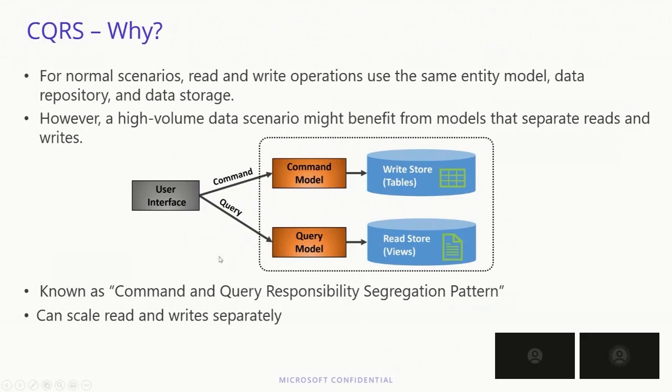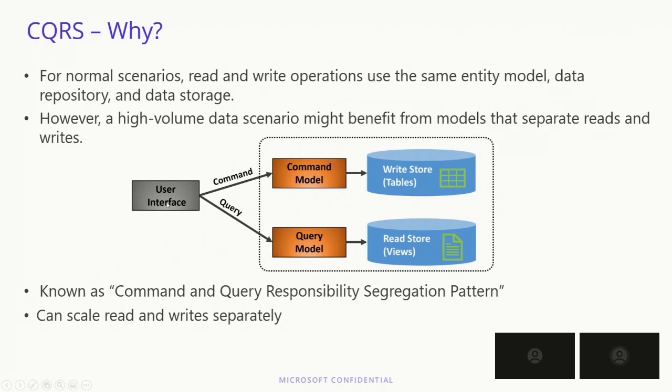So anytime we're doing a write or update, we go through the command model and through all of our domain logic, everything's applied, and we end up writing that data to the write store. This is a system of record. However, we don't want to always be reading from that write store, especially if we have a high volume of reads, because we're going to get contention. We're going to be locking as we're updating and trying to read that.